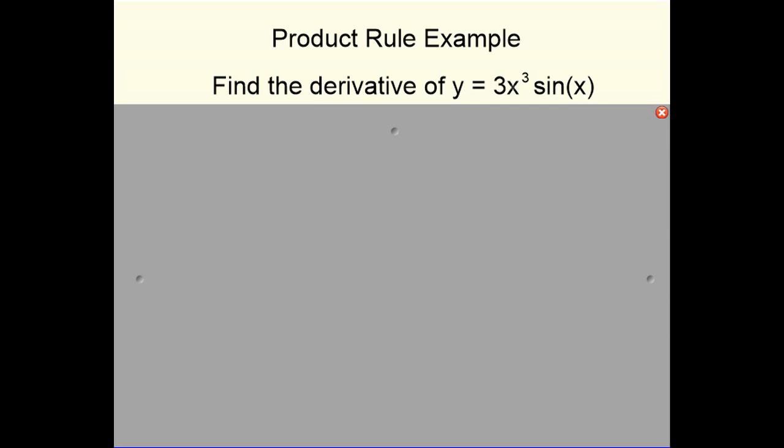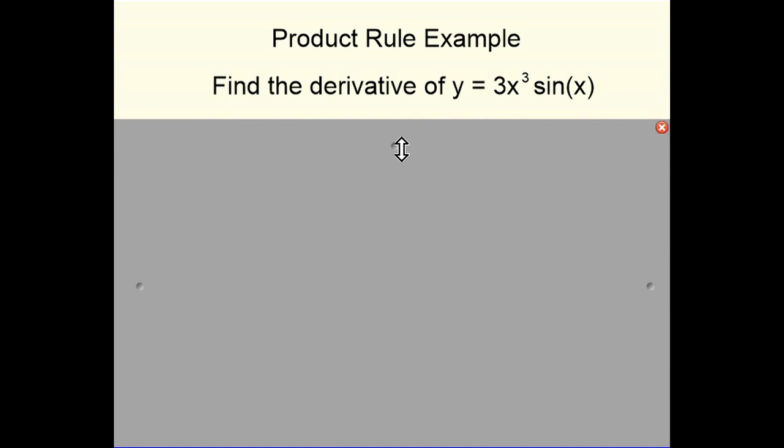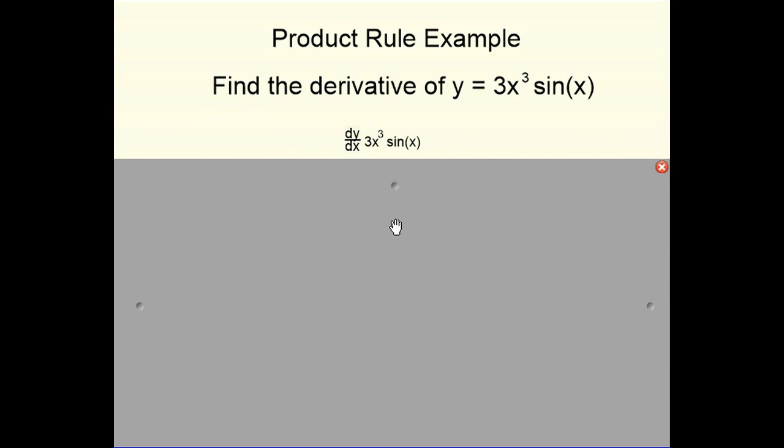So if we can apply that to this next example, we want to find the derivative of y equals 3x cubed times sine of x. So we'll set up our little derivative here, just like we did the last problem, and we want to identify which is our f of x and which is our g of x. So we have two functions of x being multiplied together. It looks like we could say that this is our f of x, and this is our g of x.